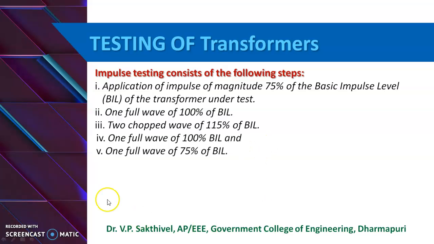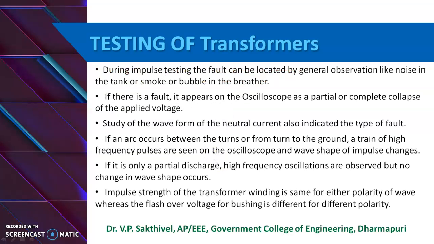The procedure for conducting the impulse testing is to conduct in the following sequence. First, we have to apply an impulse voltage of magnitude 75 percent of the basic impulse level of the transformer under test. Second, we apply one full wave of 100 percent BIL. Next, two chopped waves of 100 percent or 115 percent of BIL. Then one full wave of 100 percent BIL, and finally one full wave with 70 percent of BIL.